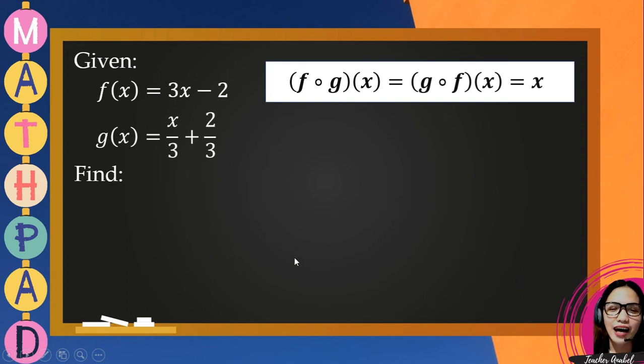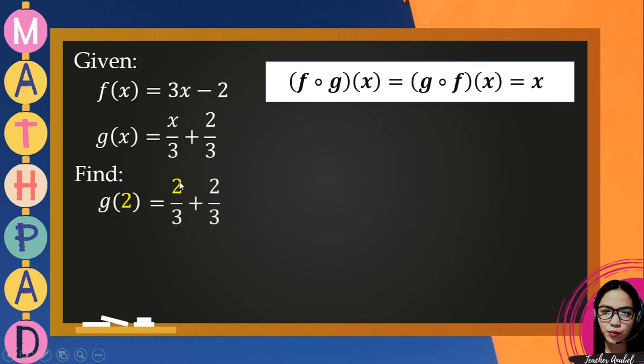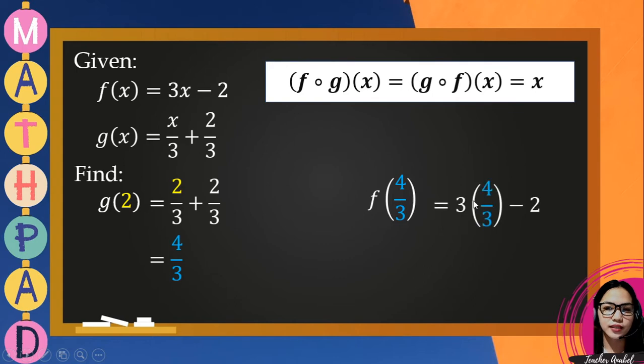Okay. How about, let us have this case. Let us have g of 2. Now we plug this 2 into x. So we have 2/3 plus 2/3. And 2 plus 2, we have 4 over 3. So g of 2 is 4/3. Now let us find f of 4/3. So we plug in 4/3 into x. So we got this. And then 3 times 4 divided by 3 is equal to 4. And 4 minus 2 is equal to 2.